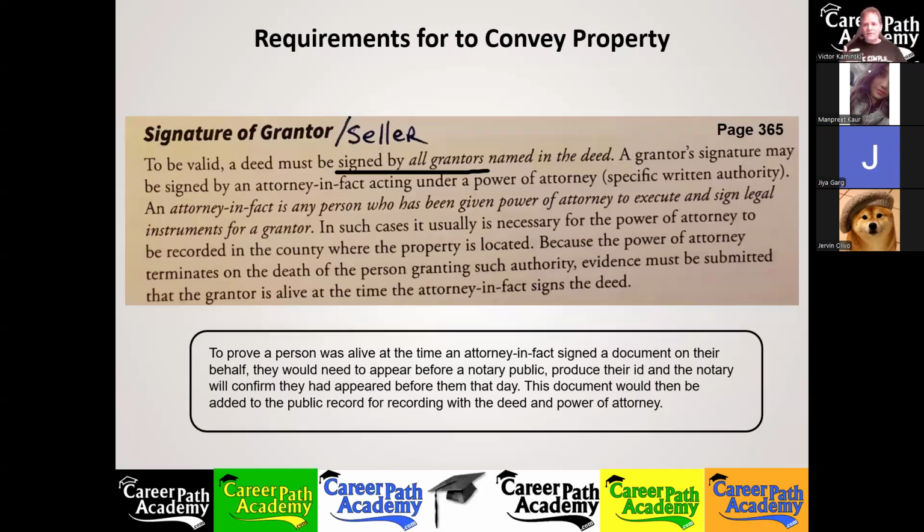But that's not enough. We also need to prove, because a power of attorney is only valid while the person who gave you that authority is still alive. So we need to make sure that person was still alive by having them sign an affidavit that they appeared before a notary that day or the next day or sometime thereafter. Okay, makes sense.